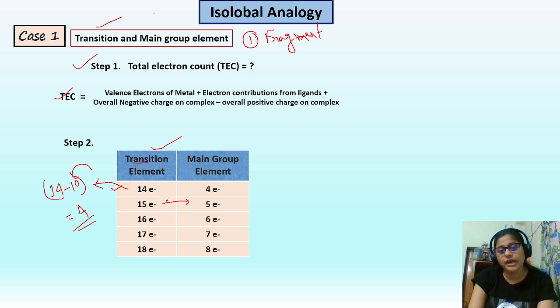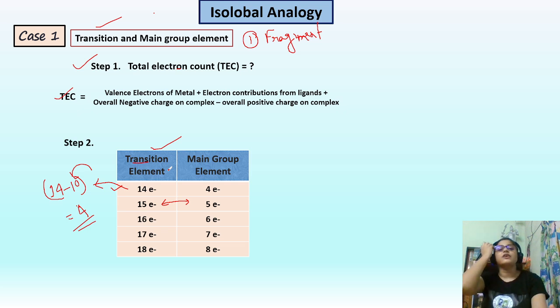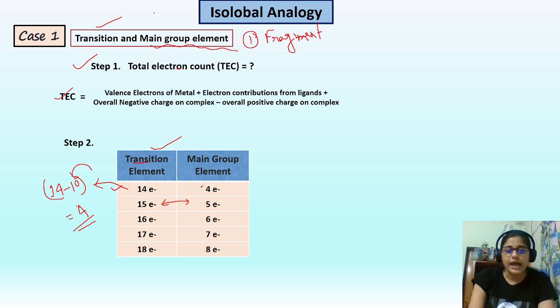So why am I saying these two are comparable? These two will be isolobal if the fragment having the transition metal has a total electron count of 15 and the main group element, the second part, has a total electron count of 5. Then we can say these two are isolobal. That's why I am writing it this way: 14 and 4, 15 and 5, 16 and 6, 17 and 7, 18 and 8. We can compare this with the main group element.